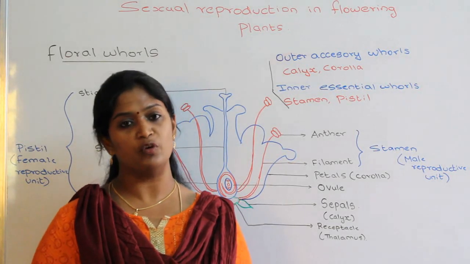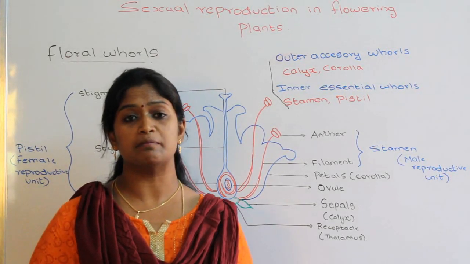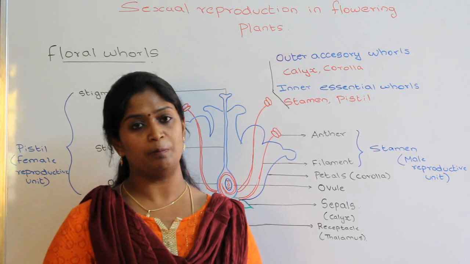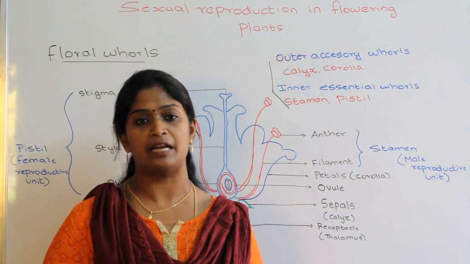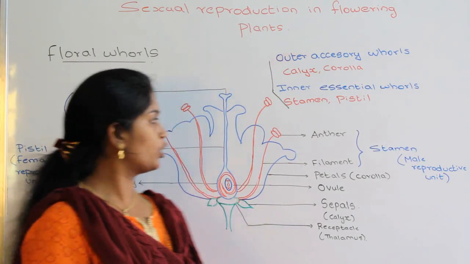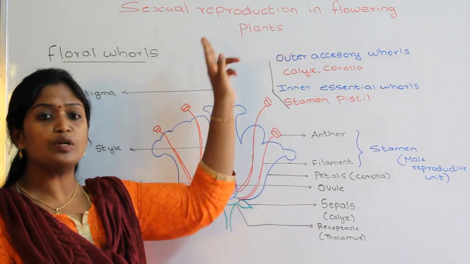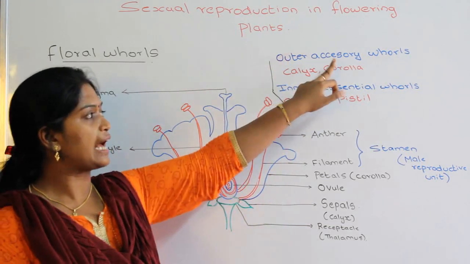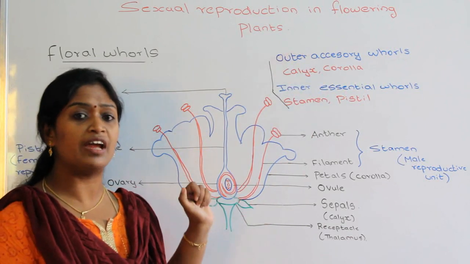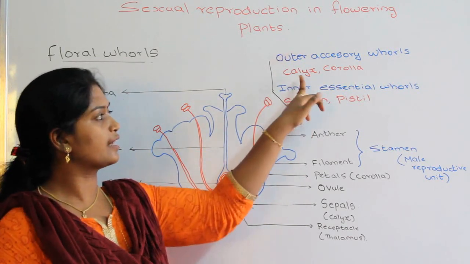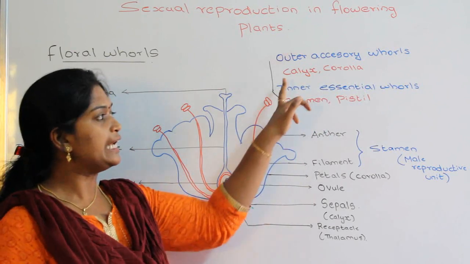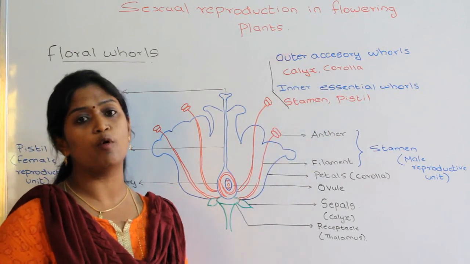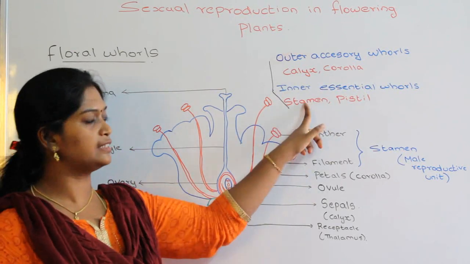Let's study about the floral whorls. Whorls are nothing but the arrangement of floral parts such as sepals, petals, stamens and pistil. Floral whorls are of two types, the outer accessory whorl and the inner essential whorl. The outer accessory whorls do not have any role in reproduction. They are the calyx and the corolla. The inner essential whorls play a very important role in reproduction. They are the stamen and pistil.